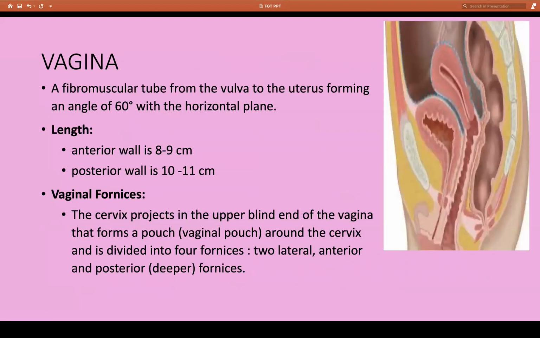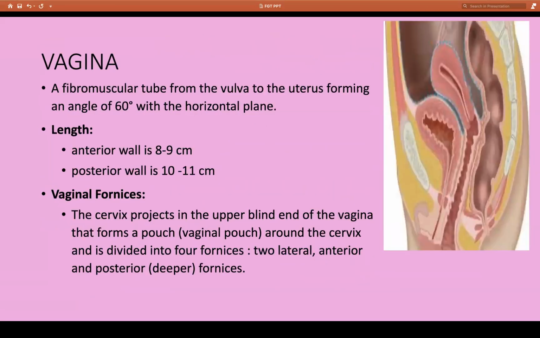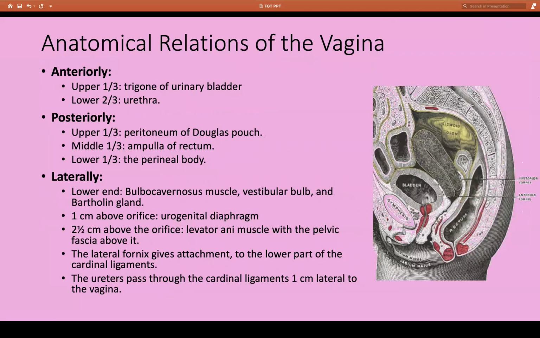Vagina is a fibromuscular tube, starts from vulva to the uterus. It's 8 to 9 centimeters long anterior wall and 10 to 11 centimeters posterior wall. It has fornices along with the cervix: anterior, posterior, and lateral fornices. What are the anatomical relations of vagina? They are very important.